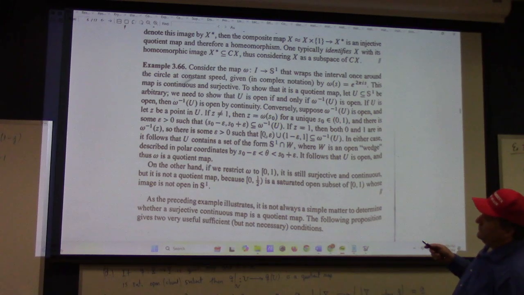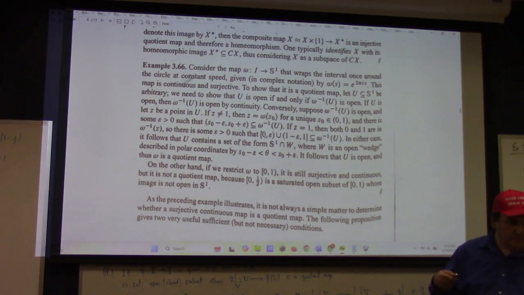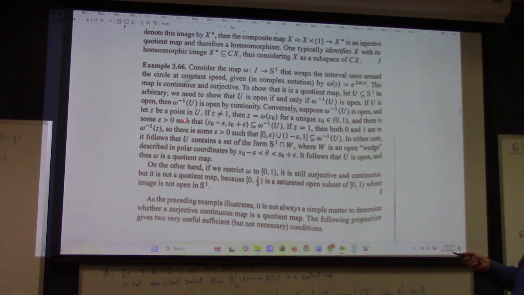and we'd like to show that U must be open. So if we pick Z as a point in U, we'd like to show that there's a neighborhood of Z which is again in U. That would show that U is open. So if Z is not equal to 1, then Z is equal to omega of S naught for some particular S naught in that. And that means we can find an epsilon such that, plus or minus epsilon from S naught, that's in this inverse image of U. Great, so that's the neighborhood.